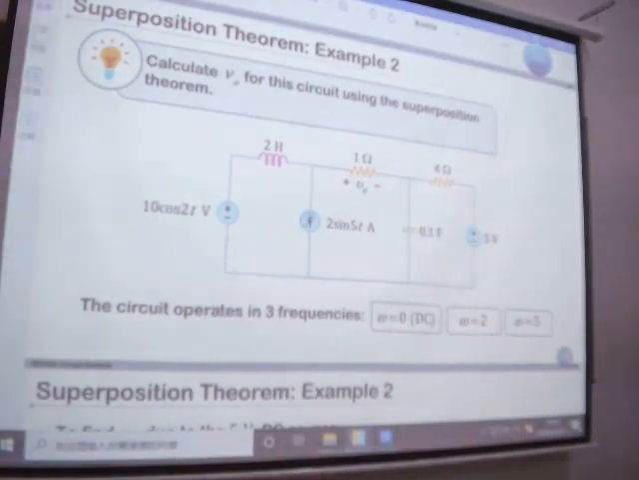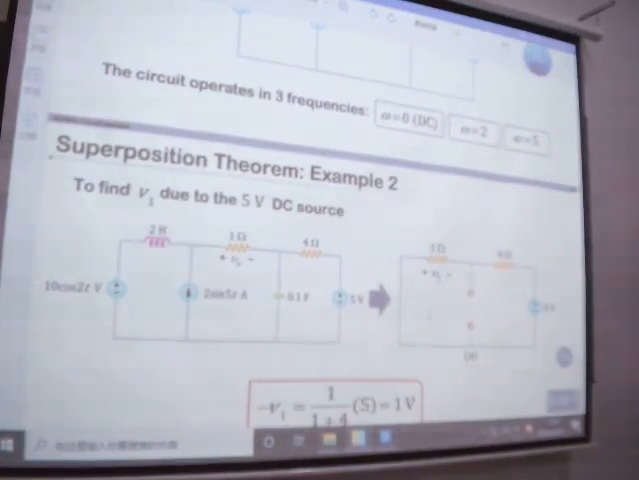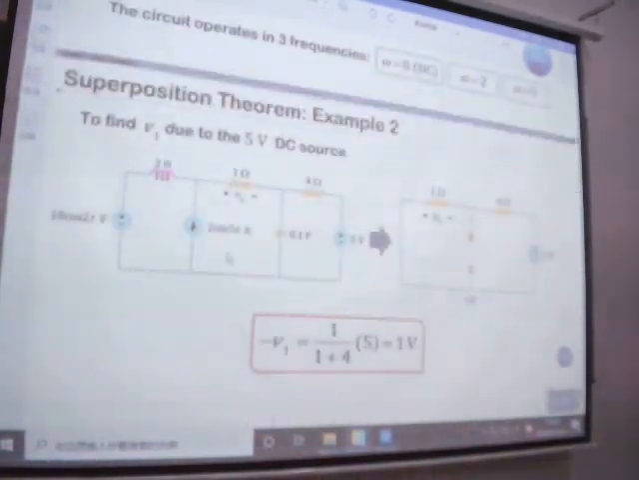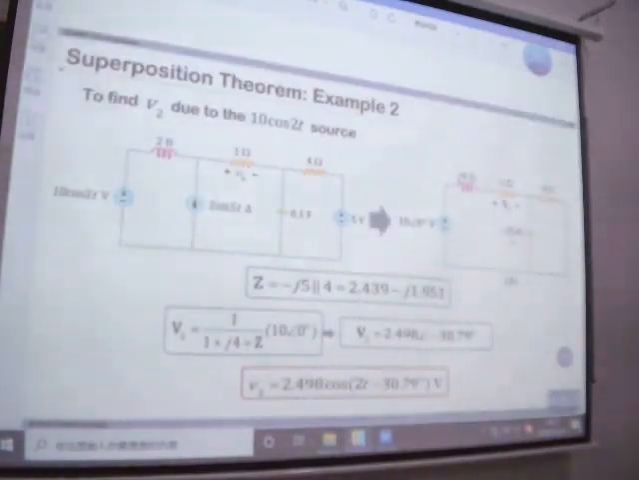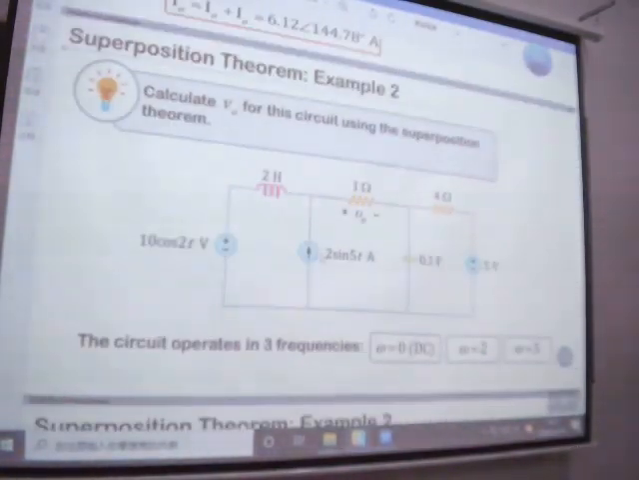Clear? Okay. If this one works alone, we need to disable this one and this one. If we disable a current source, it's open. If we disable a voltage source, it's short. Then no, it's not like this. It's this figure, right? It's this figure because this one is open, this one is short, and then for this one.